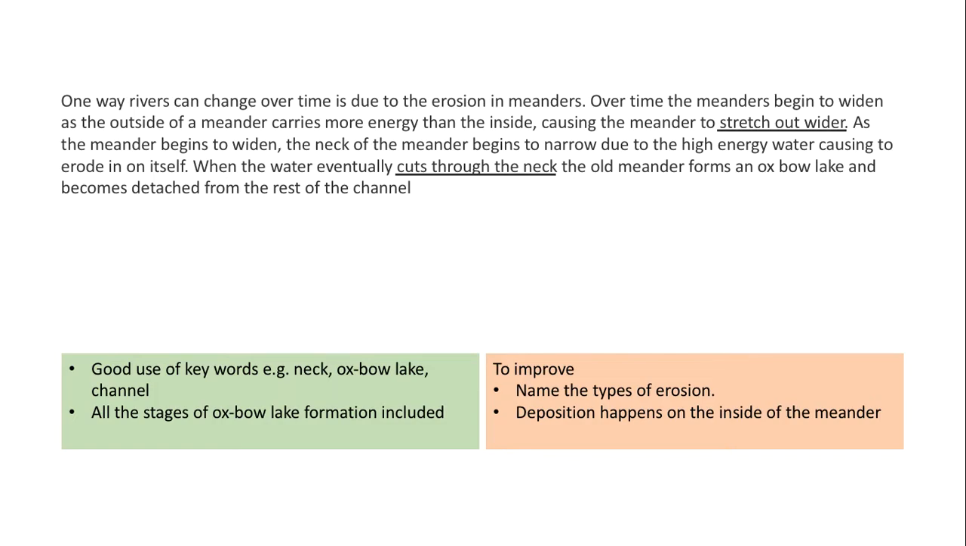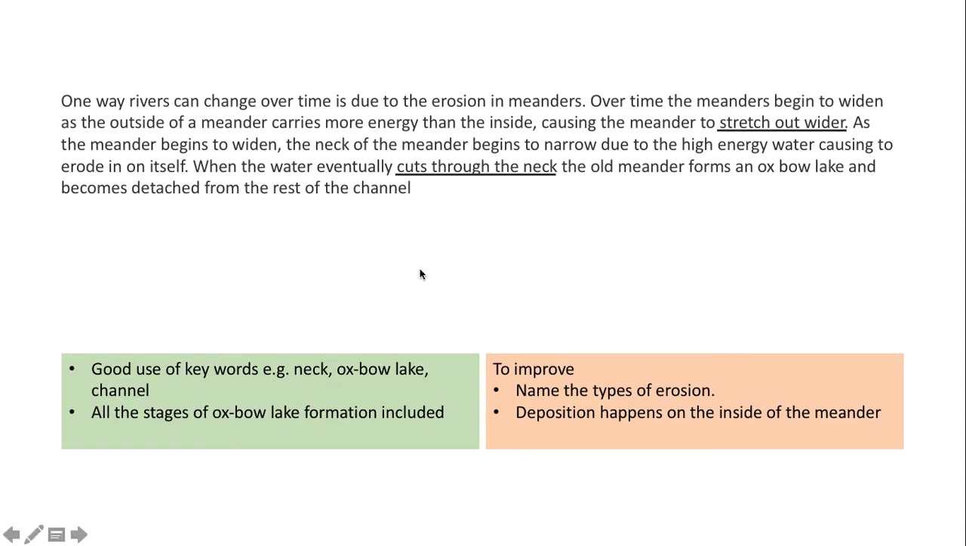Let's have a look at a selection of answers then. Just pause the video, take a couple of minutes to read through this answer. Okay, one of the things I really liked about this answer was that we got a good use of keywords. We're using geographical terminology like neck, that's the inside of two bends, oxbow lake, river channel, great, and we got all the stages of oxbow lake formation included.